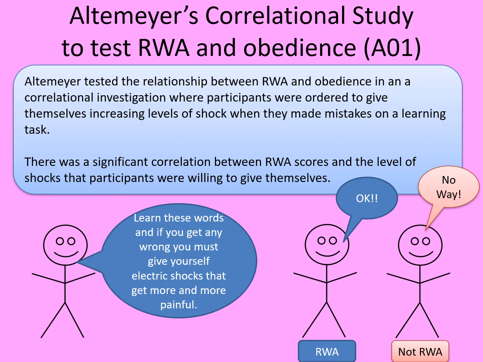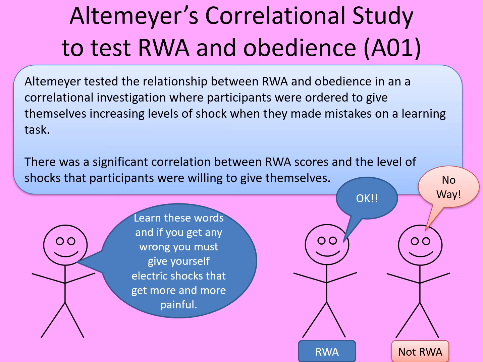So the last part of description about the authoritarian personality is some research that was done by Altemeyer. Of course, you don't need to remember his name, but he's a researcher who tested the relationship between RWA, Right Wing Authoritarianism, and obedience in a correlational investigation where participants were ordered to give themselves increasing levels of shock when they made mistakes on a learning task. And what Altemeyer found was that there was a significant correlation between right-wing authoritarian scores and the level of shocks that participants were willing to give themselves.